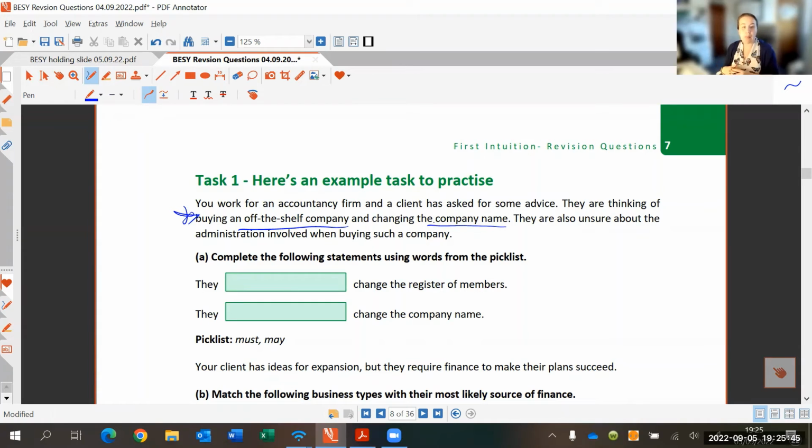But they're not quite sure about the administration involved and what they can and can't do when buying such a company. So we need to fill in each of these, and we've got a pick list here. So we have to decide whether we're going to be saying that they must or they may do one of these two things. Okay, so we have to look at what they can or should do with regard to the register of members, and also about the company name. So any thoughts on this, first of all, whether it should be must or may for the change of register of members, and whether it should be must or may for the company name?